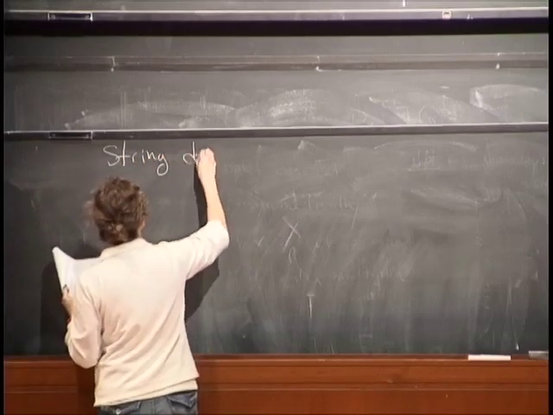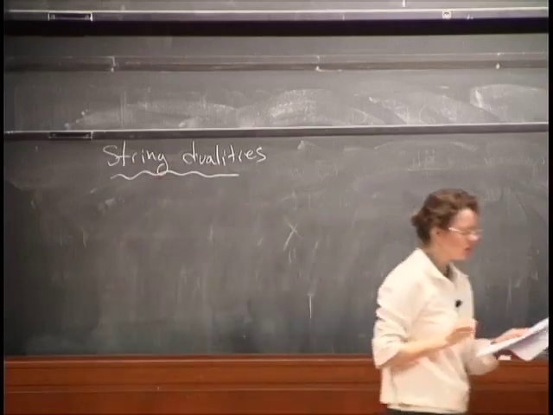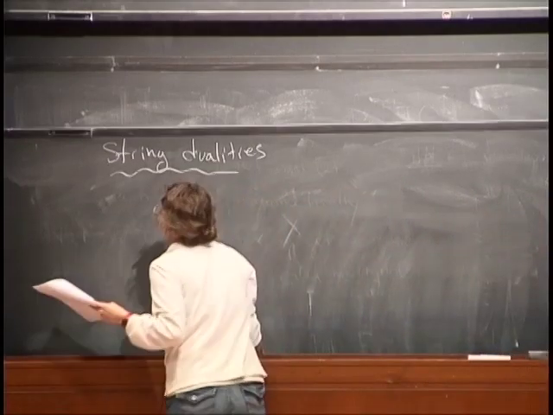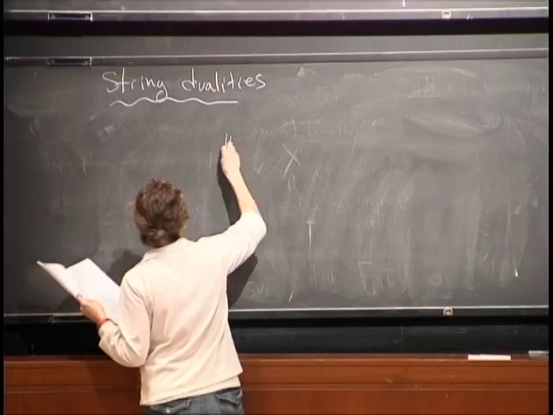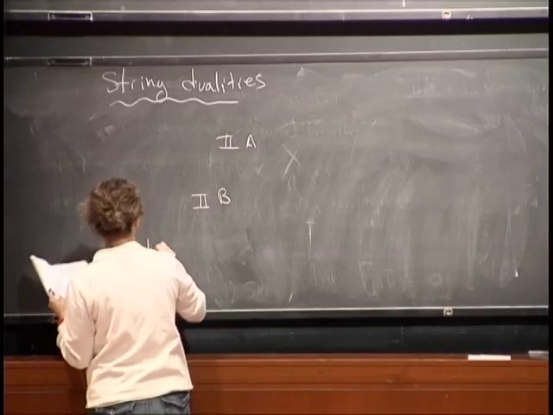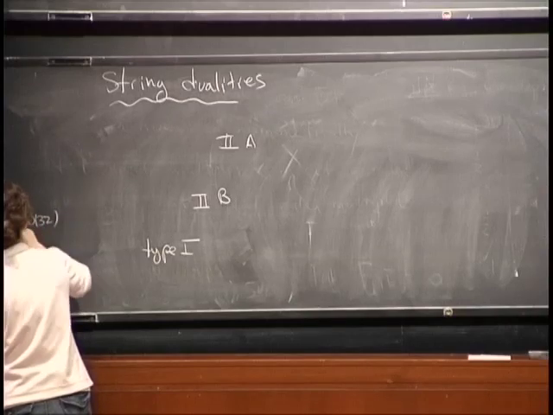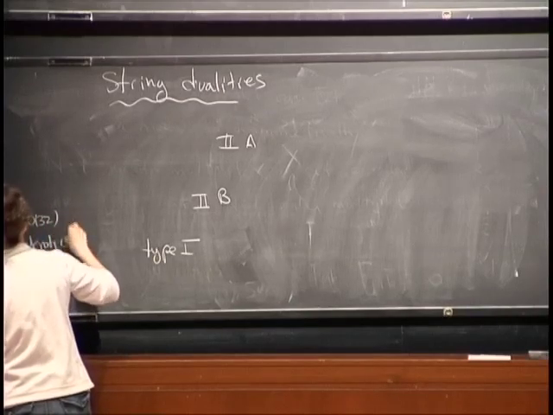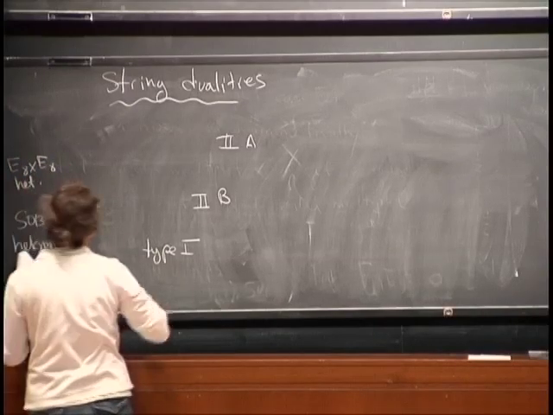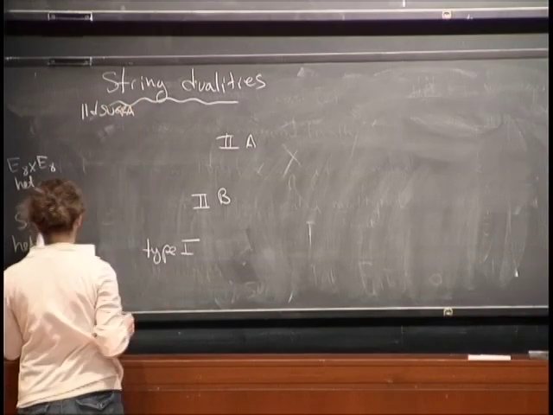So let me start with a discussion of string dualities. Traditionally, there have been five consistent superstring theories in 10 dimensions, with names like type 2A, type 2B, type 1, SO(32) heterotic string, and E8 times E8 heterotic string, and one theory in 11 dimensions, 11-dimensional supergravity, which is not a string theory.